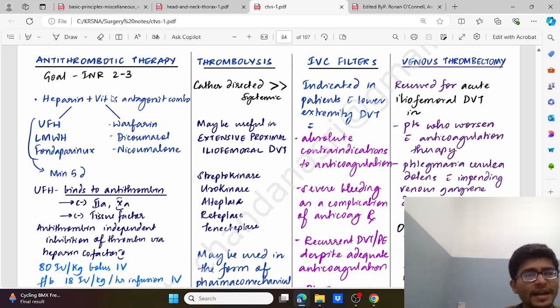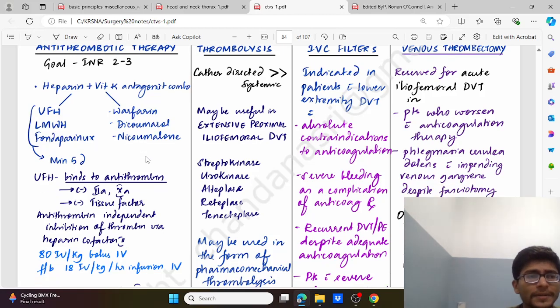Here we'll start with heparin with vitamin K antagonist combo, that is unfractionated heparin, low molecular weight heparin or fondaparinux. It has to be started and is to be continued for minimum 5 days. Then we have to continue with warfarin, dicoumarol or nicoumalone.